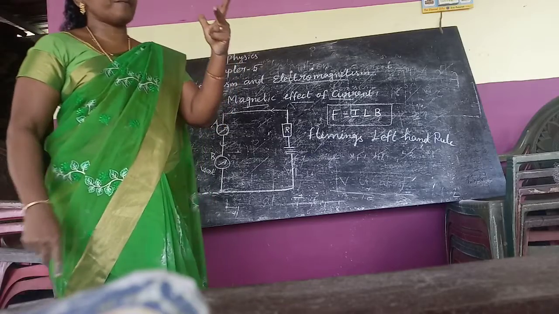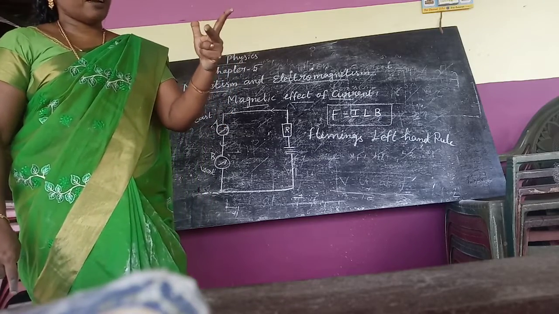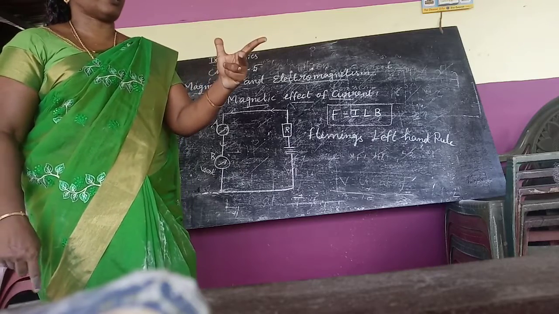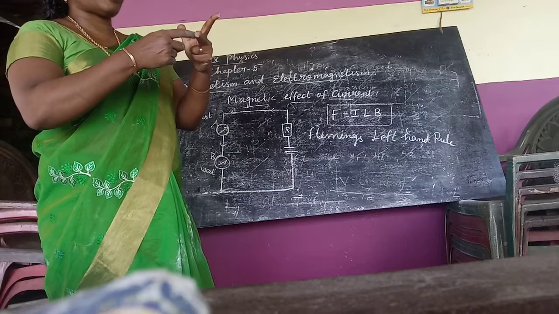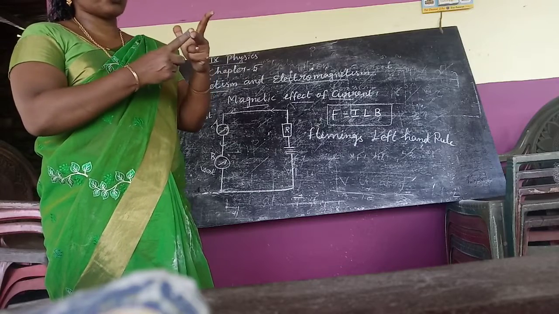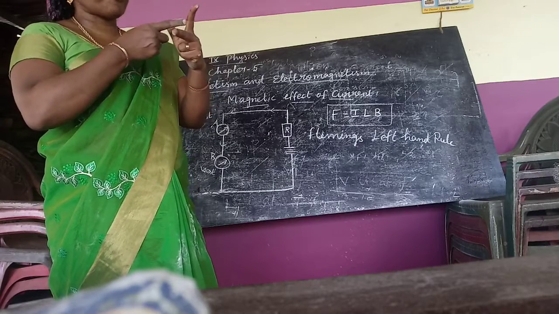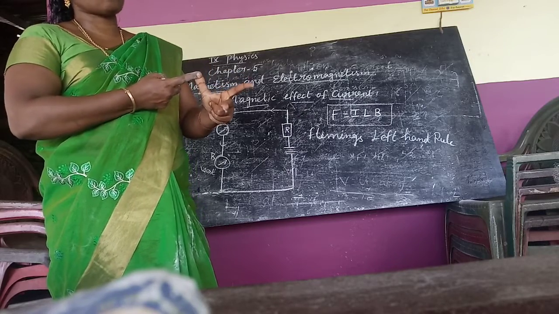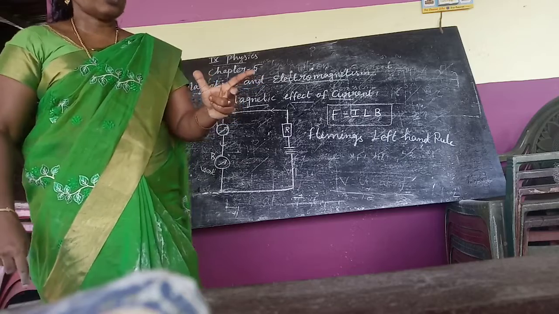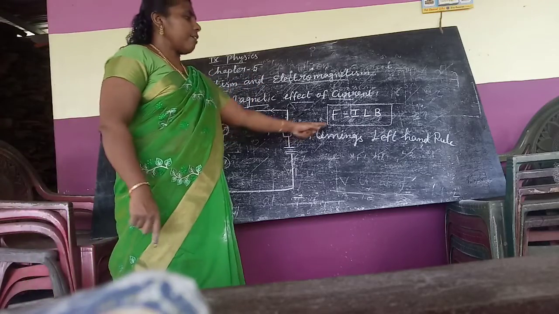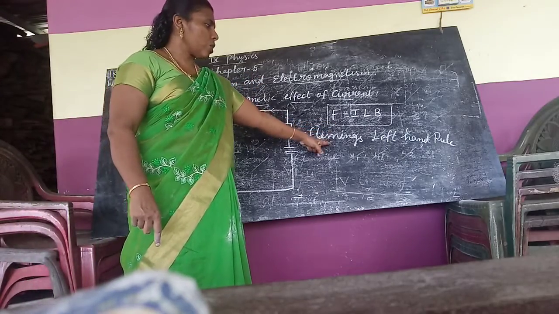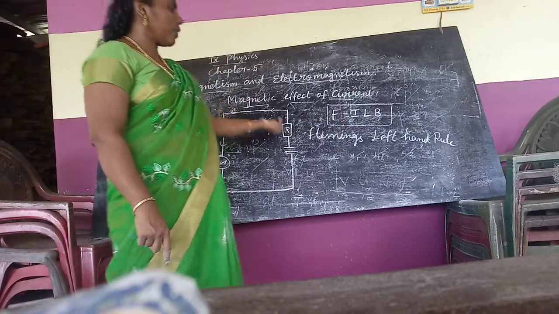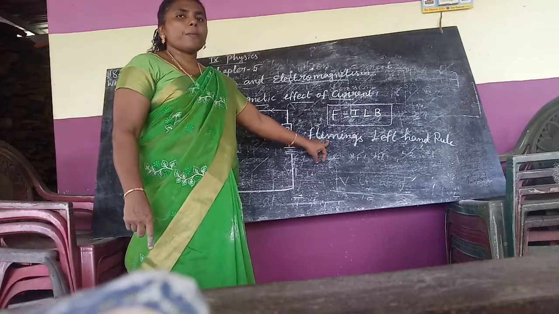See the three fingers: the middle finger, the second finger, and the thumb. All three are mutually perpendicular to each other. The middle finger shows the direction of current, the second finger shows the direction of the magnetic field, and the thumb shows the direction of motion of the conductor. So this is Fleming's left hand rule. This is a very important question. You have to learn Fleming's left hand rule. Like this there is also the right hand rule. Next class we will see the right hand rule. First, Fleming's left hand rule.